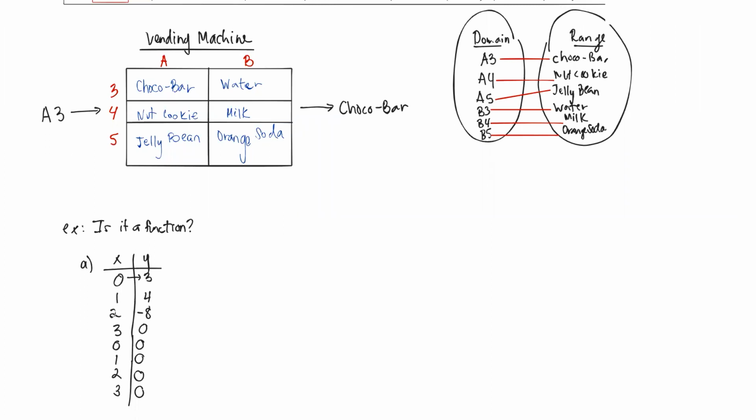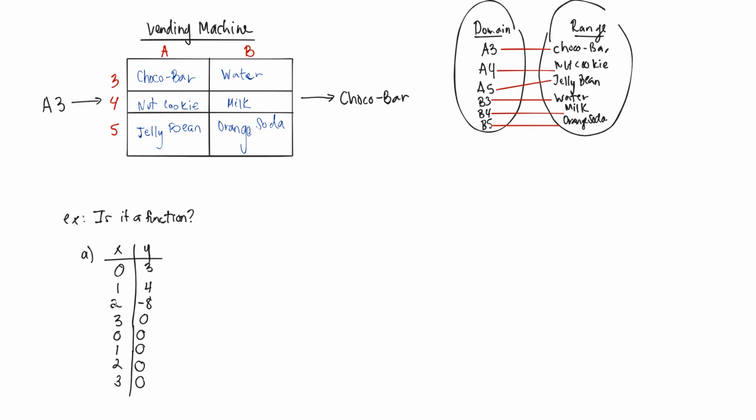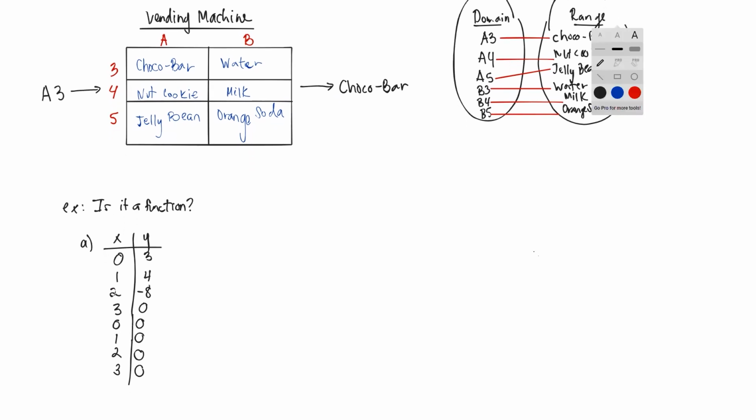But wait, 0 doesn't only go to 3. We see that 0 also goes to 0. So if I were to imagine this as a machine, I'd put a 0 into the machine, and I would expect a 3 to come out. But then later on, I put the 0 in again, and this time I get out a 0. That machine is not functioning. It's outputting different values for the same input, which is not okay. And so this relationship that we have here would not be a function. So we'll just say no.